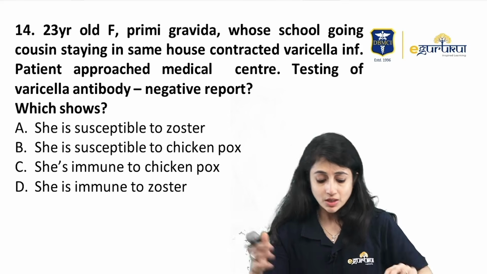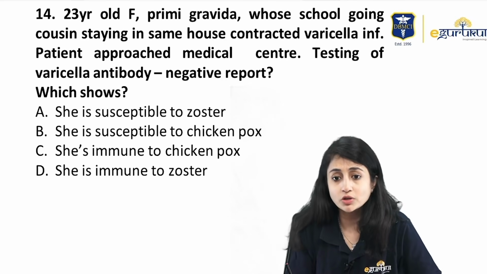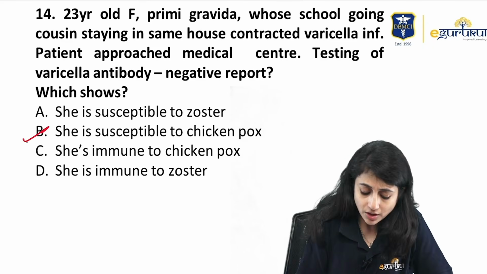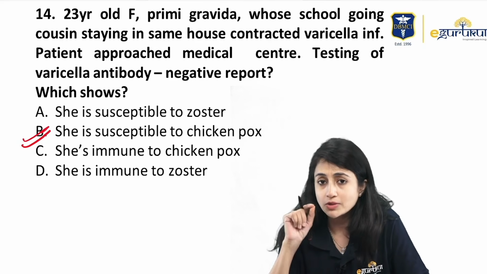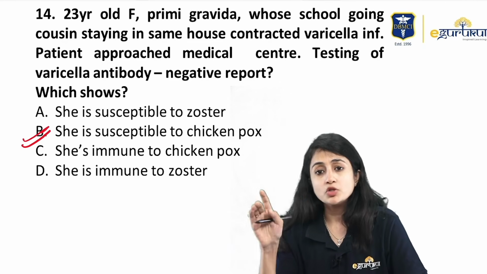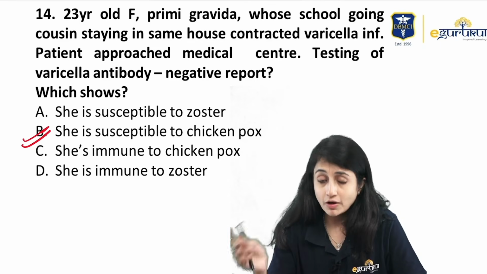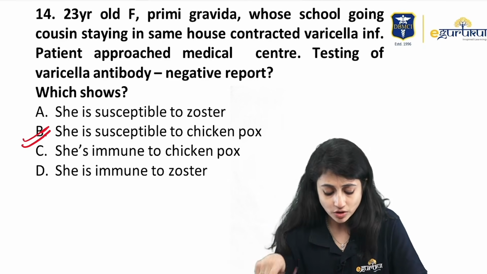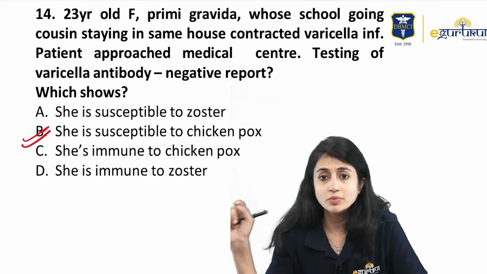So what does it mean? Is she susceptible to zoster? No, it doesn't tell me that anywhere. Is she susceptible to chicken pox, immune to chicken pox, or immune to zoster? So here the answer would be she is susceptible to chicken pox, because the antibodies are negative. That means she has not had prior chicken pox in her lifetime, because usually chicken pox happens once. So if you do the antibodies, it should be positive. However, these antibody tests are not 100% sensitive, but based on this question, she is susceptible to chicken pox. That should be the answer.